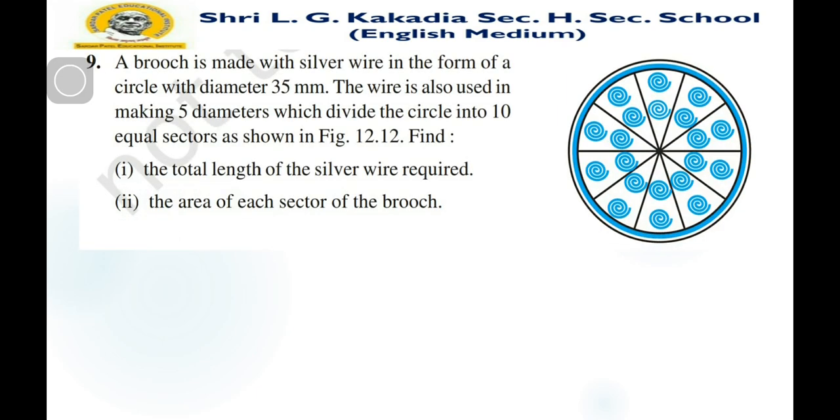Now we are given that a brooch, as you can see in the figure, is made with silver wire in the form of a circle with diameter 35 mm. Here you can see that the silver wire is used to make its circumference, and its diameter is 35 mm. So the circumference, we know the formula, is 2 pi r.